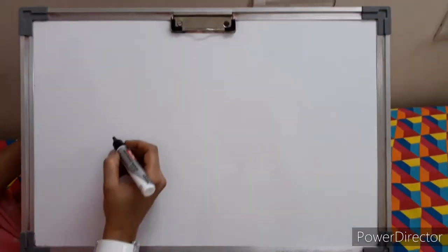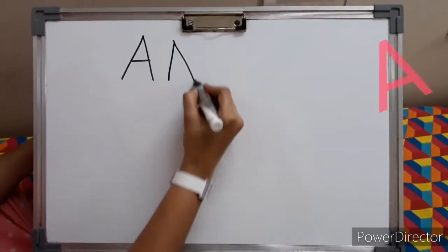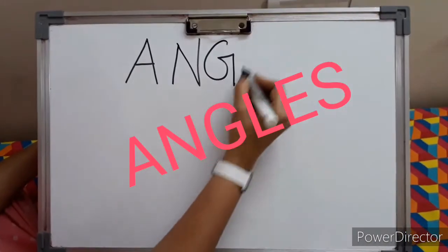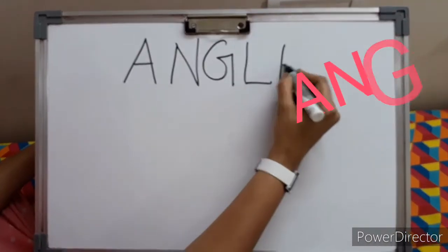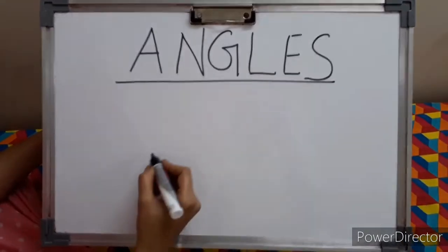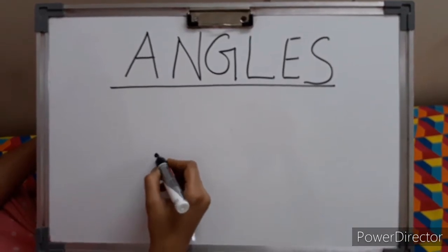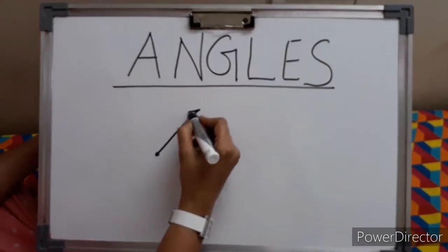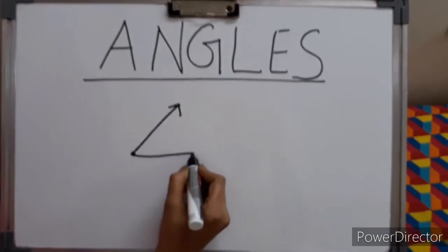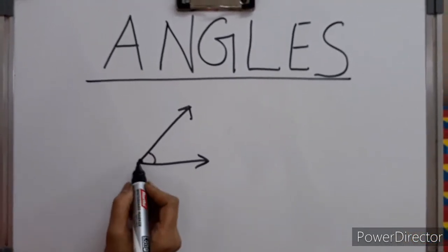In my previous video, I discussed the geometrical terms. Today we will discuss the most important topic of geometry, that is angles. So what is an angle? An angle is formed at a point from where two rays extend. This forms an angle.